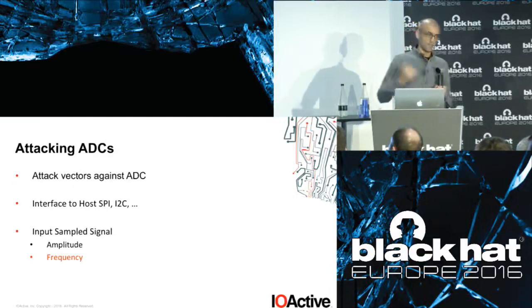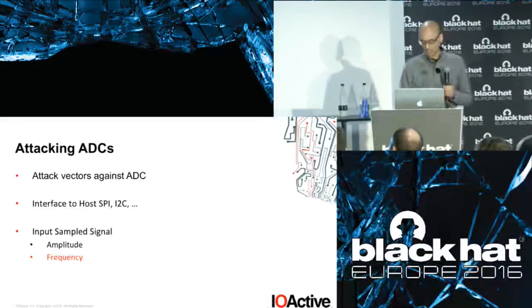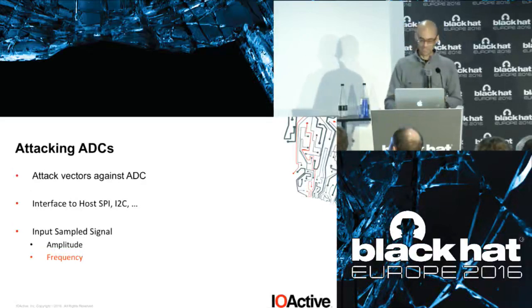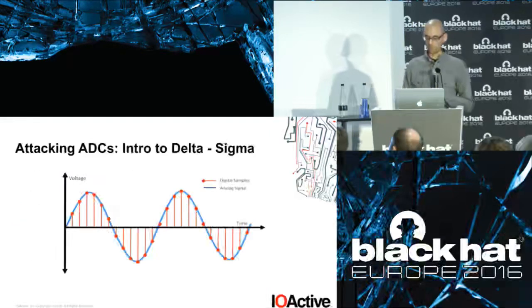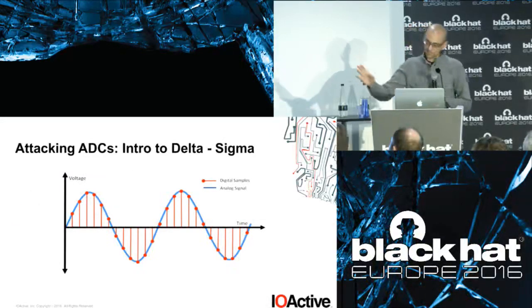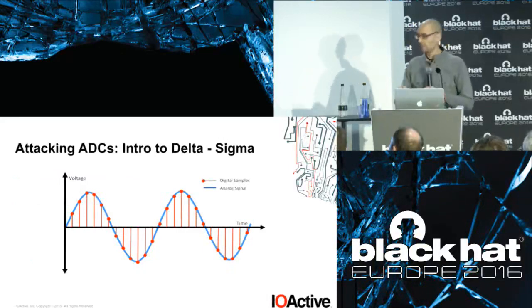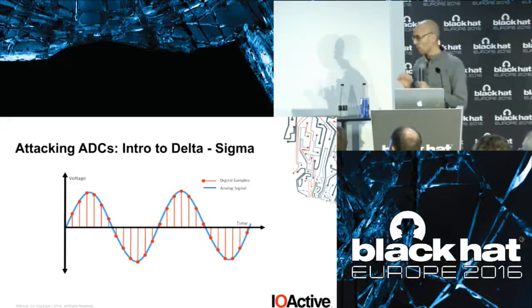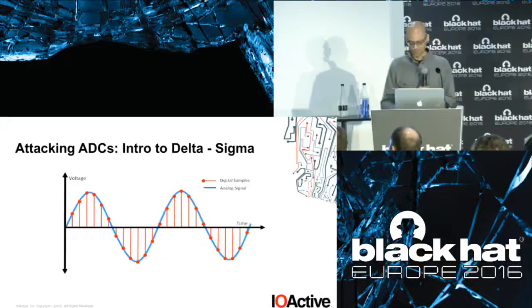So, we've studied how the amplitude works and how we can attack a system through the amplitude, and now we are going to check how it works with the frequency, which is the next step. I'm going to talk a bit about delta sigma ADCs, which can be a bit boring, so I will try to go very fast and just highlight the key points.